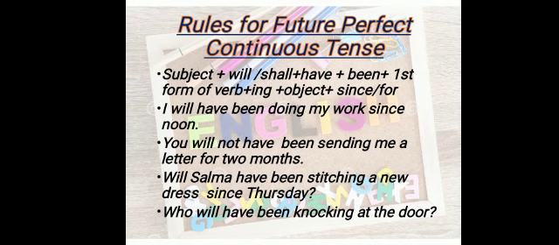Fine. You will not have been sending me a letter for 2 months. Now a 2 month time period is given, so we have used for, not since. Will Salma have been stitching a new dress since Thursday? Now Thursday is the starting point, the starting day. We know it started from Thursday, but we do not know at which time it stopped. So if a time period is given, then for; if the starting time is mentioned, then since.